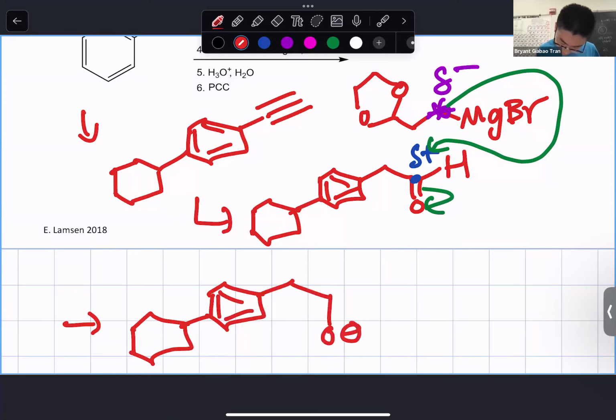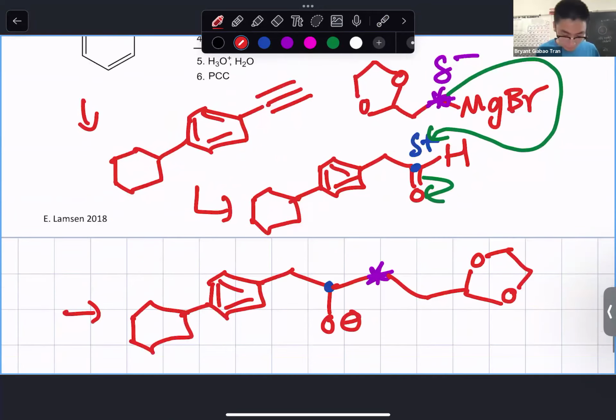O minus. This is the dot. I'm going to leave this hydrogen invisible now. Make a new bond between the dot and the star. This star is attached to CH2. And then this cyclic acetal.